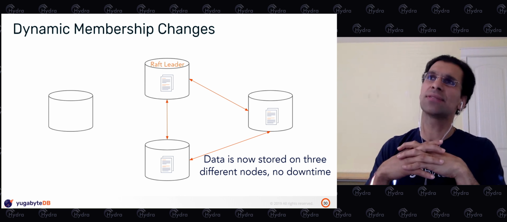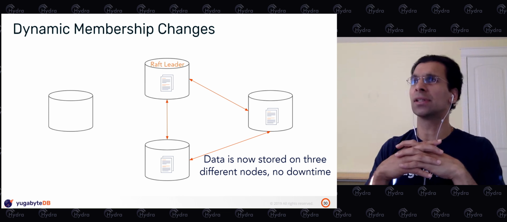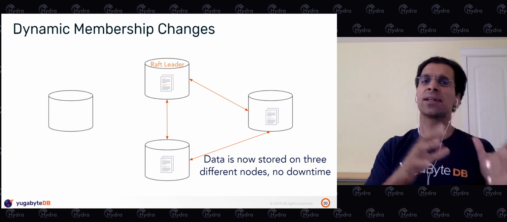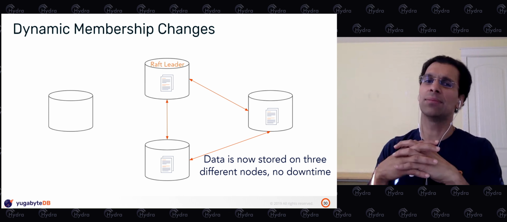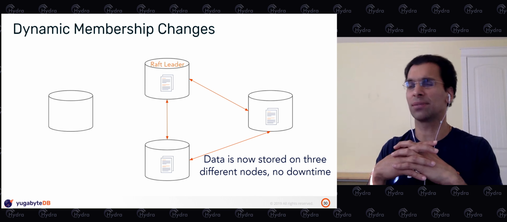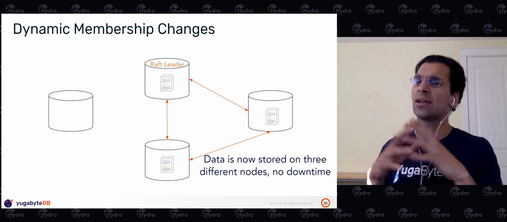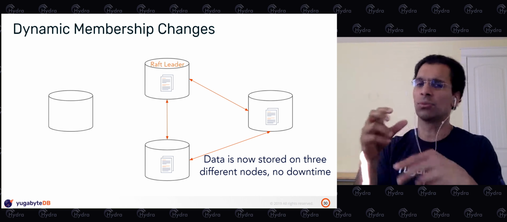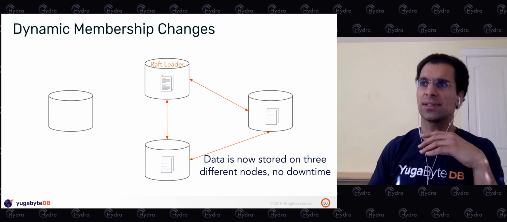Now, if you repeat this for all tablets one after the other, then you'll have the entire table or tables moved into a new set of nodes, and the old node is removed without any downtime, right? So this is how Yugabyte works, and all of this is done automatically. You don't have to manually sit through each of these processes.